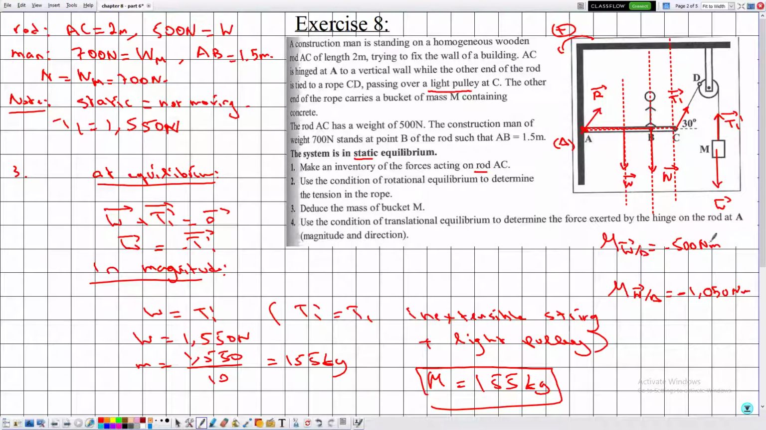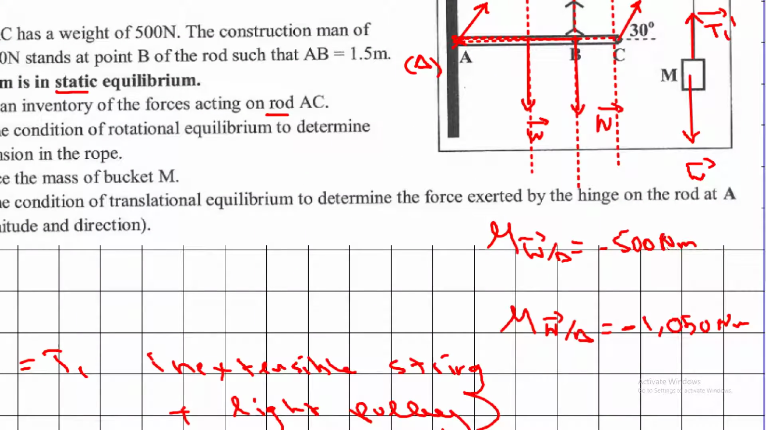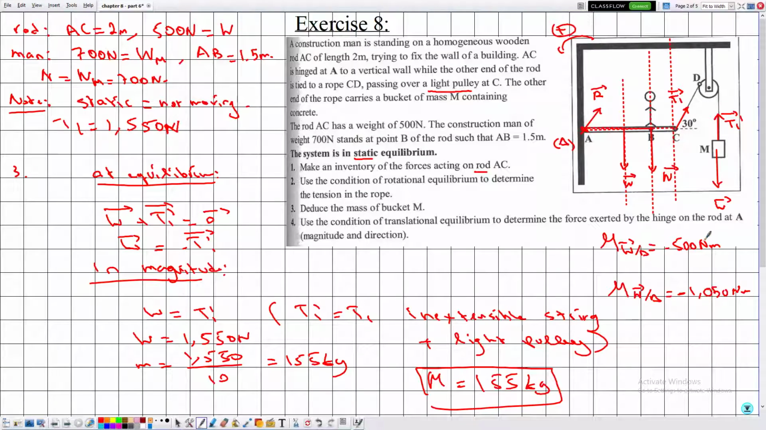Now in number 4 they are asking me to use the condition of translational equilibrium to determine the force exerted by the hinge on the rod at A, magnitude and direction.